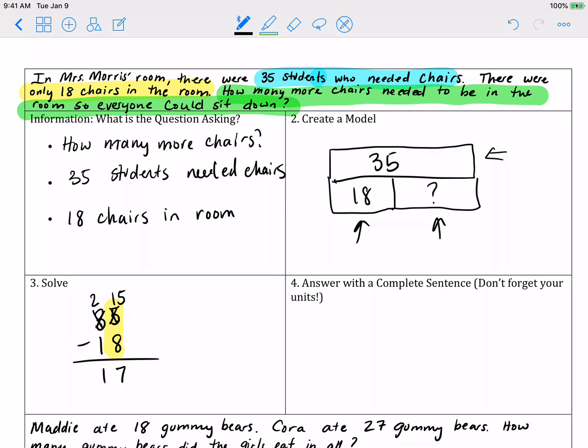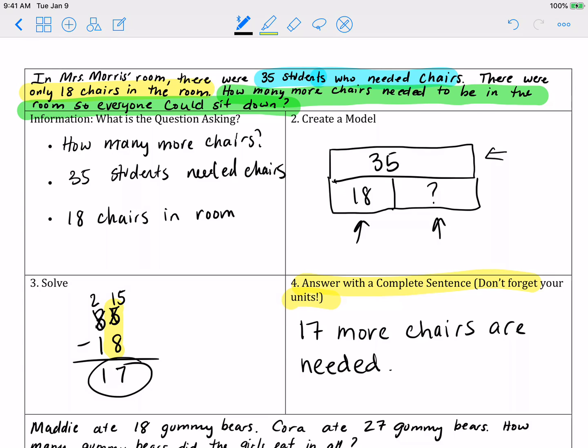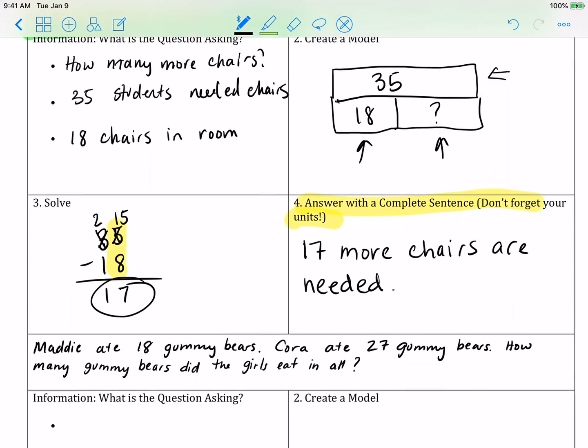The last part, number 4, is to answer with a complete sentence. Don't forget units, we're working with units. So my complete sentence, we're just answering the question. So the question was, how many more chairs needed to be in the room so everyone could sit down? Well, our answer, we're going to use this: 17 more chairs are needed. So that answers our question. We answered with a sentence. We're good to go. Let's look at one more.